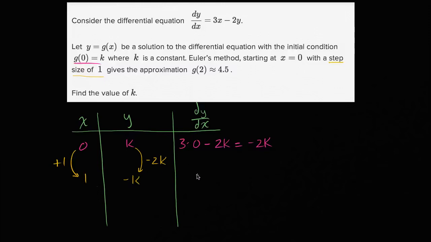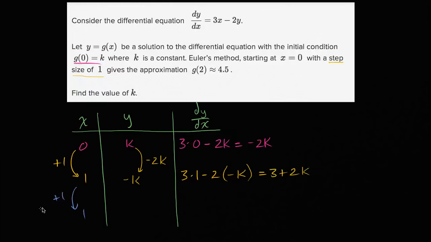And then what is going to be our slope starting at that point? So 1, negative k. Our slope is going to be 3 times our x, which is 1, minus 2 times our y, which is negative k now. And this is equal to 3 plus 2k. And now we'll do another step of 1, because that's our step size.